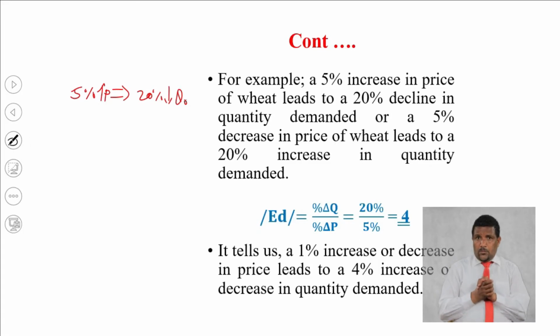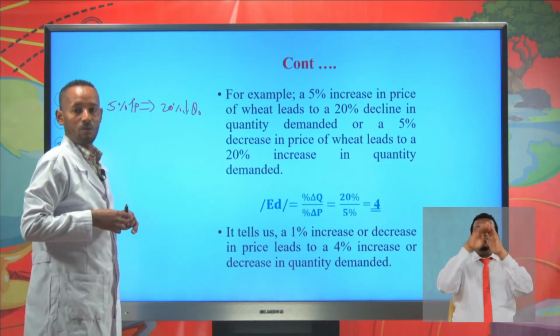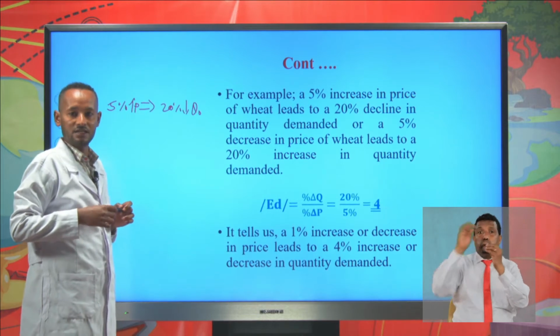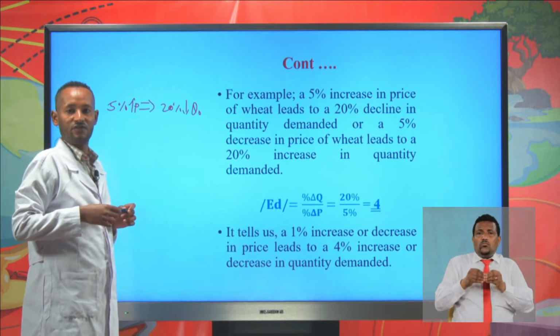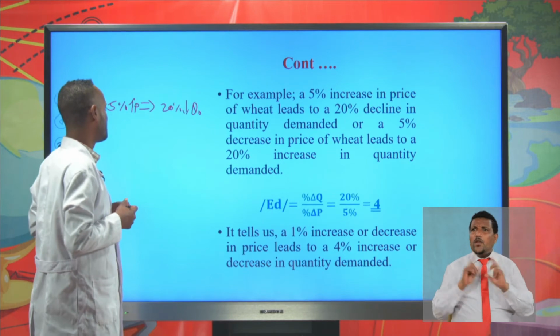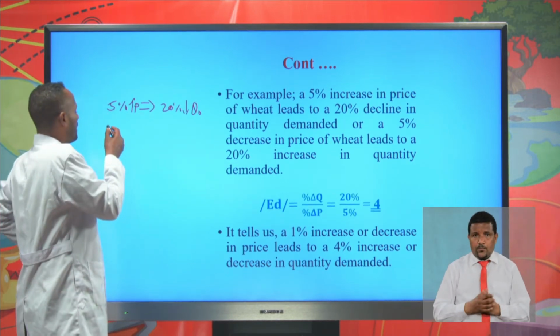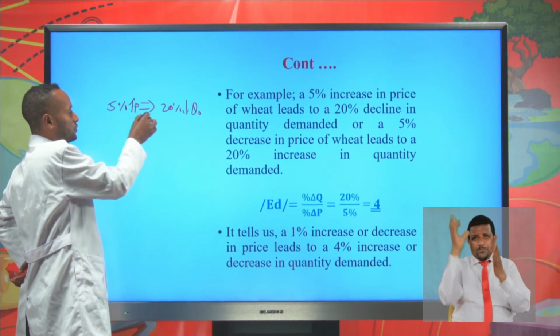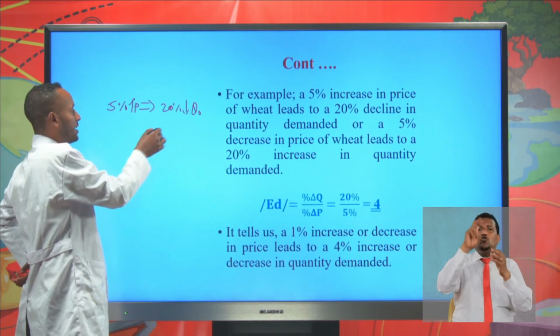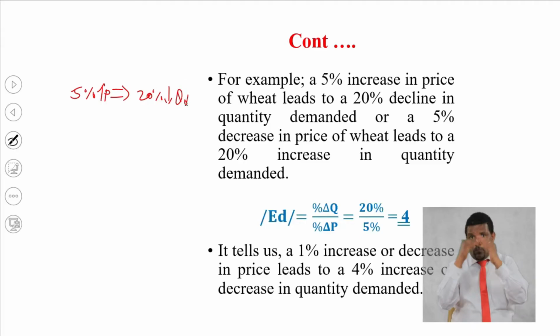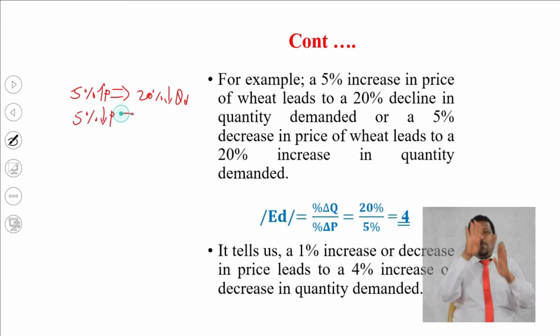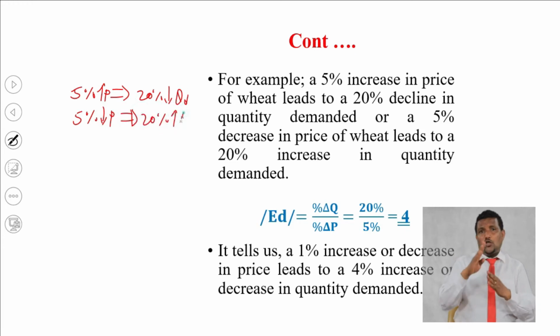A 5% increase in price is a little increment, but the decrement in quantity demanded is more than the increment in price of a commodity. This indicates that the buyer is elastic, indicating that he is very sensitive, very responsive to changes in price. Here, a 5% increase in price leads to a 20% decrease in quantity demanded, which means, in other words, if the price of a commodity declines by 5%, the resulting quantity demanded will also increase by 20%.